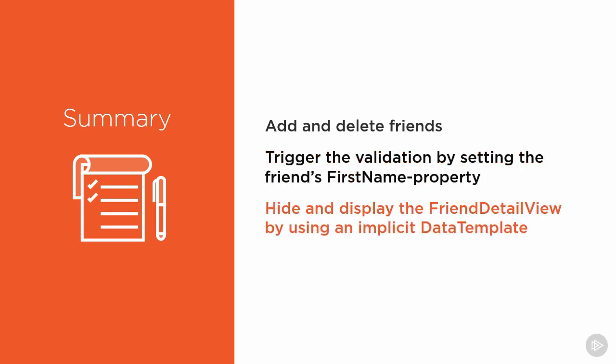You have also learned how you can hide and display the friend detail view by using an implicit data template and the content control. In the next module, we will extend the Friend Organizer application by introducing a programming language entity, and a friend will get a favorite programming language.